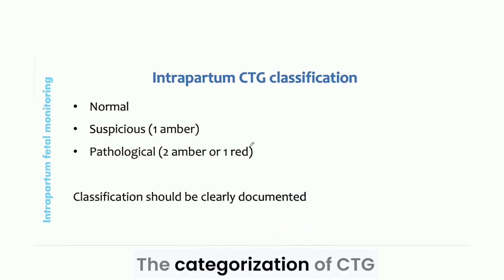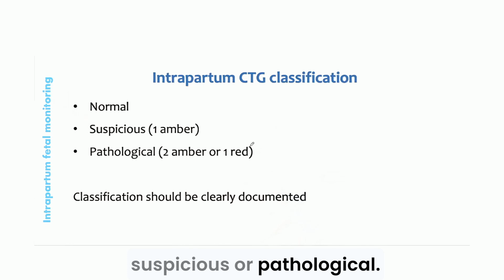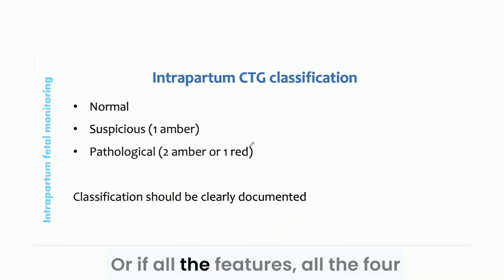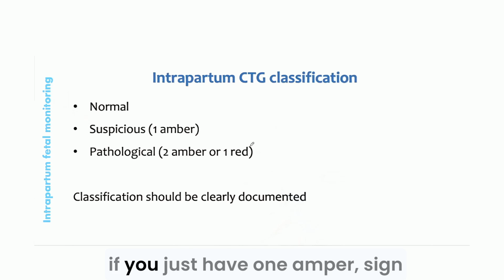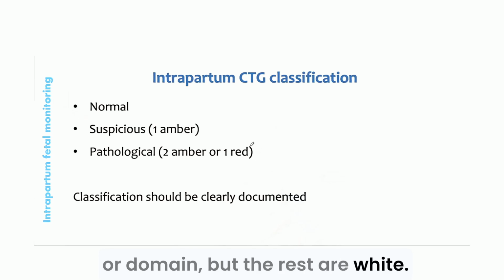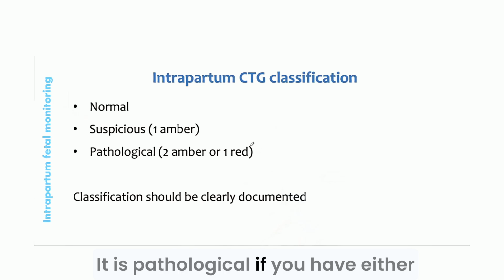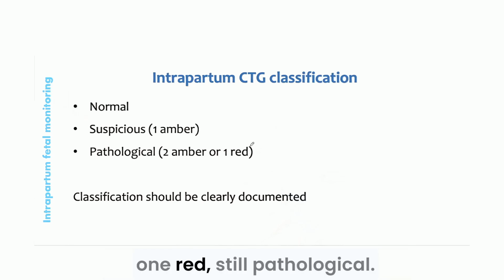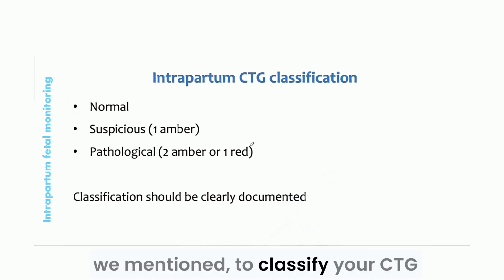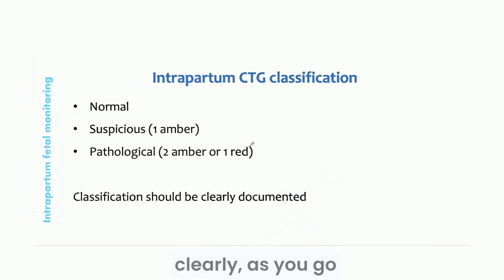So the categorization of CTG is either being normal, suspicious, or pathological. So it's normal if all the features, all the 4 domains, are white. It is suspicious if you just have one amber sign or domain, but the rest are white. It is pathological if you have either 2 amber signs or 1 red sign. Of course, if you have more than 1 red, it's still pathological. So it's very important, as we mentioned, to classify your CTG clearly as you go with the intrapartum care.